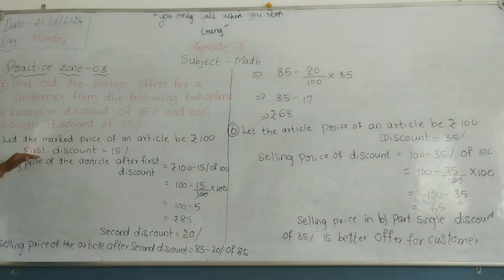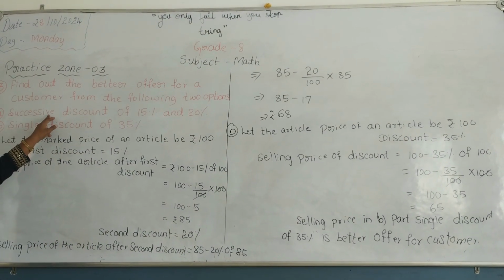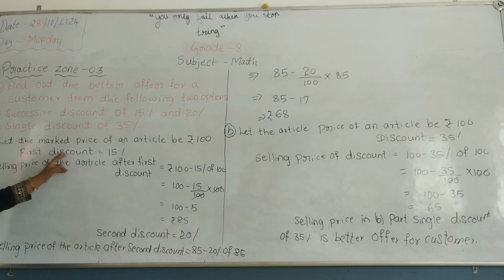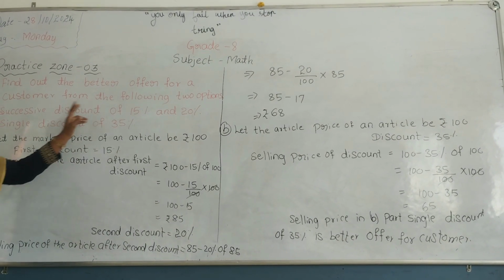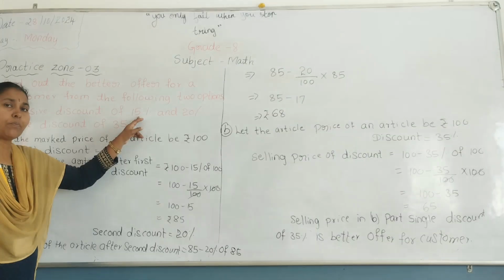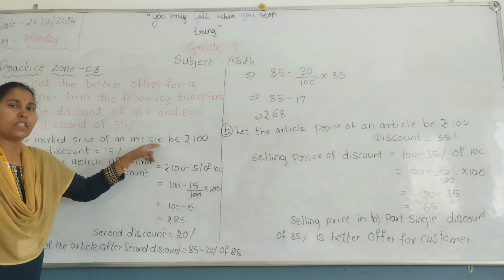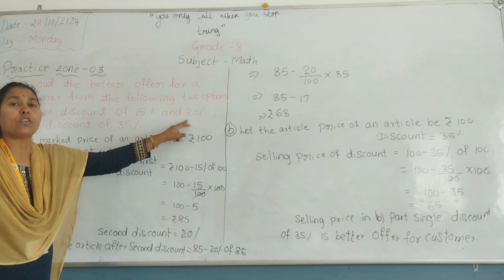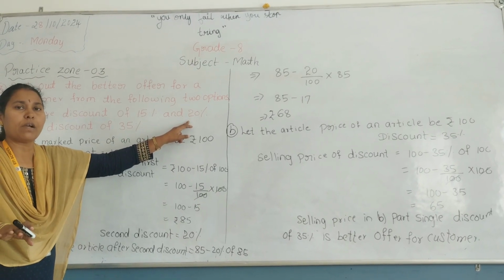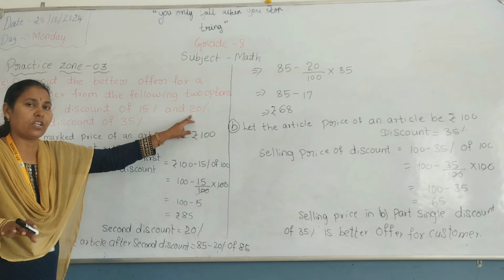Here, the discount they gave: first discount, option A. The first discount, how much percentage, children? 15%. One time we have to find the A option, 15%, with mark price 100 rupees. Even the second is the same: we have to find 20% on the 100 rupees mark price, children.